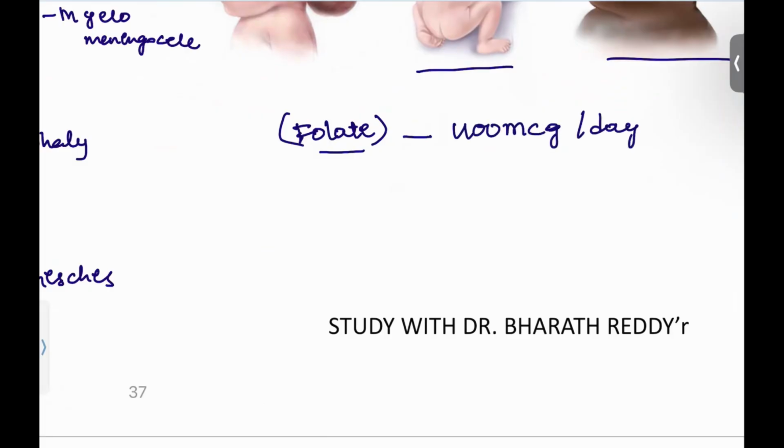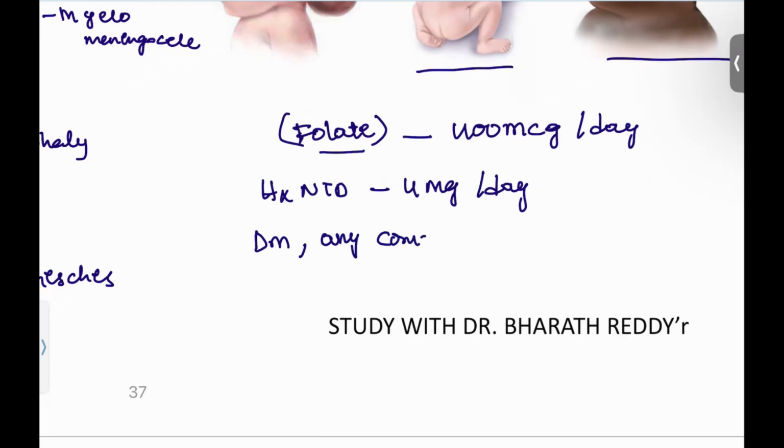Let's say the patient has a history of neural tube defects. In this patient, we have to start 4 mg. Don't confuse this: 4 mg per day. And if the patient has diabetes mellitus or any other comorbidities, then also we have to start the patient on 400 micrograms per day.